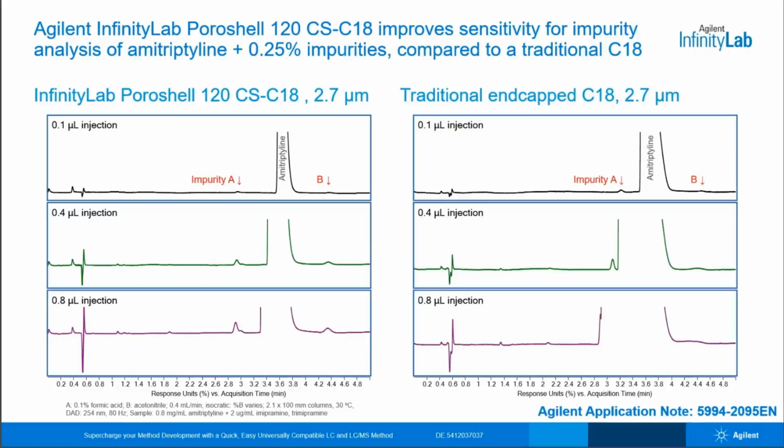But if the same experiment is performed on a traditional C18, the story is a bit different. Now, as more sample is injected to improve the impurity signals, amitriptyline significantly broadens and its retention time shifts in, consuming the first impurity peak A. You may also notice that impurity peak B is impacted by the significant tailing of amitriptyline and never forms a sharp peak on the traditional C18 column.